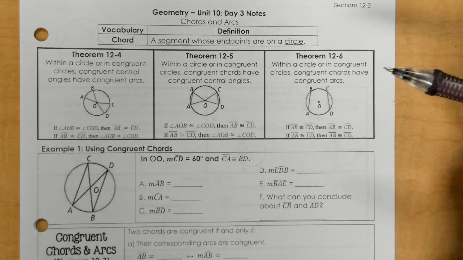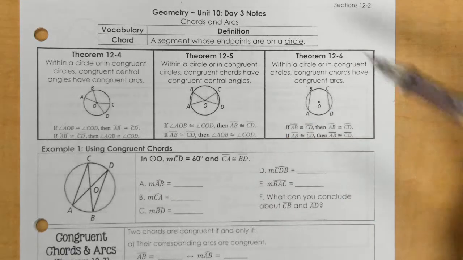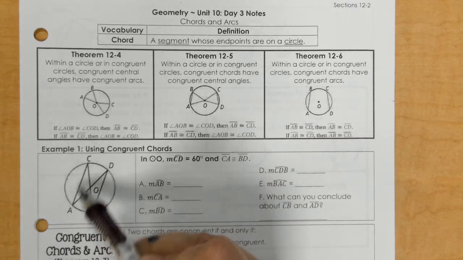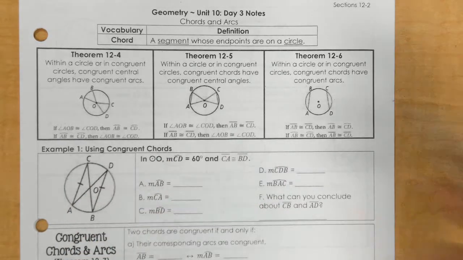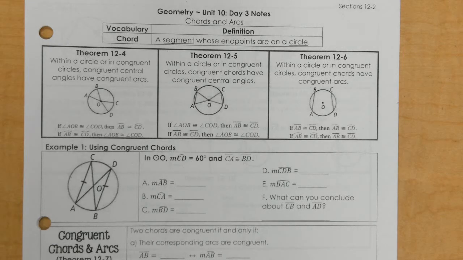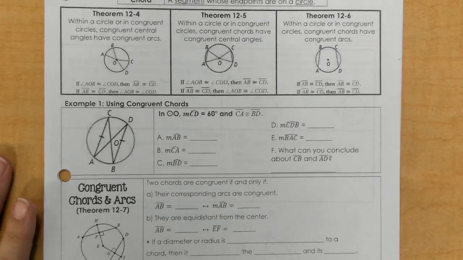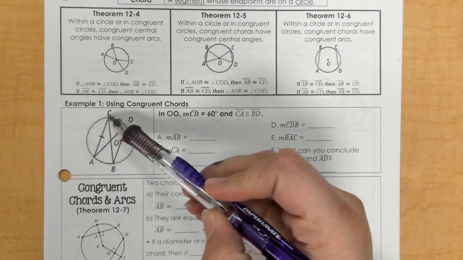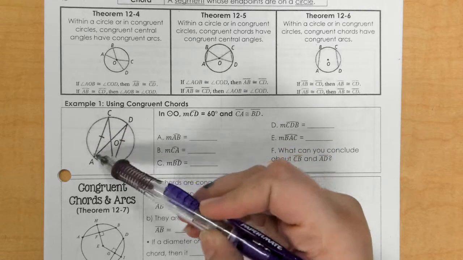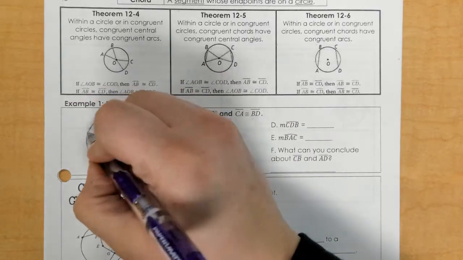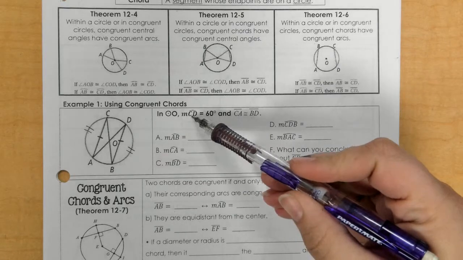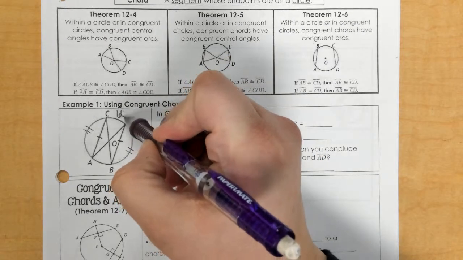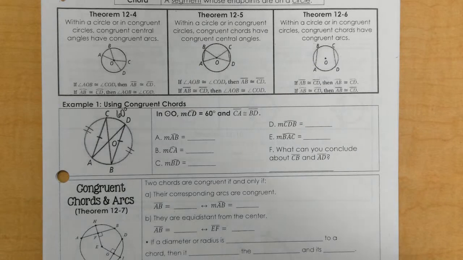congruent angles. So for example 1, it says that CA is congruent to BD. So if CA and BD are congruent, these arcs are congruent because of those segments there. So arc AC is congruent to arc BD. So here it says the measure of arc CD is 60. Can you find the measure of arc AB?